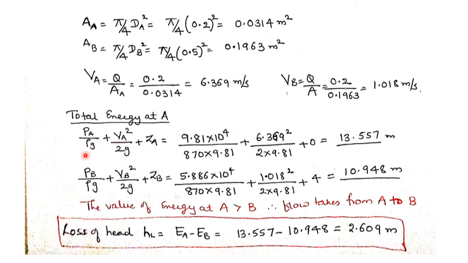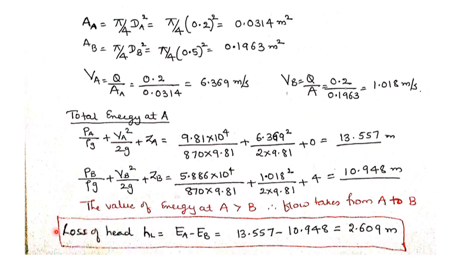If we compare the total energy at section A and the total energy at section B, the total energy at section A is greater than the total energy at section B. That means flow is taking place from A to B. Always remember that fluid flows from higher energy to lower energy; the fluid never flows from lower to higher. Fluid always flows from the high end to the low end. That means flow takes place from A to B.